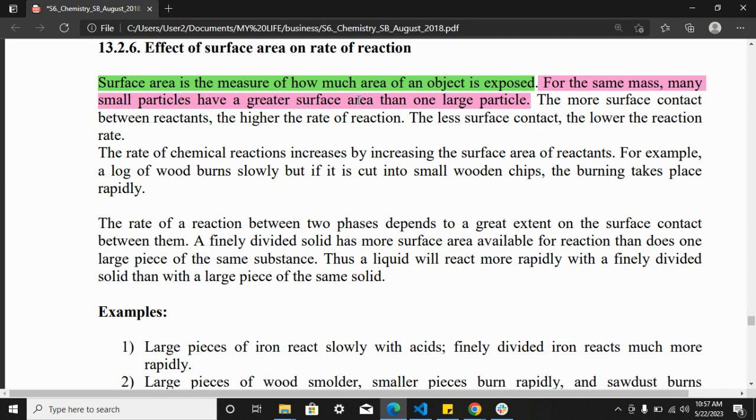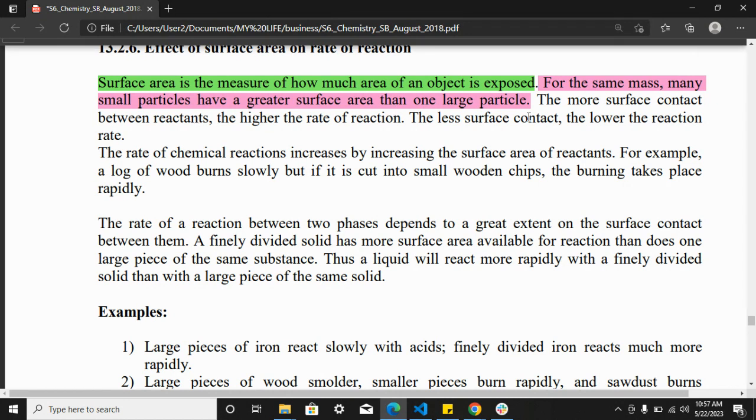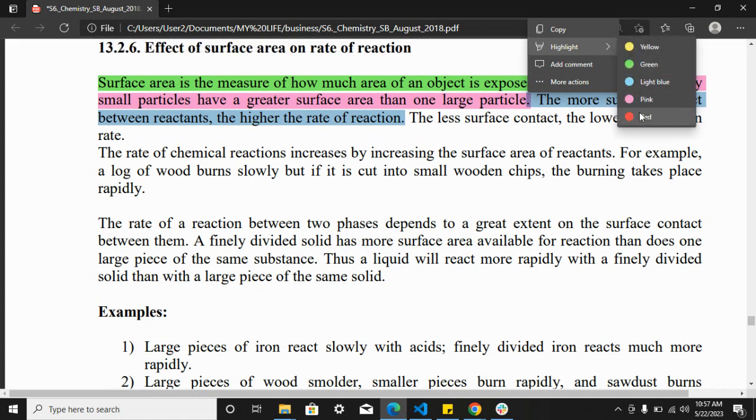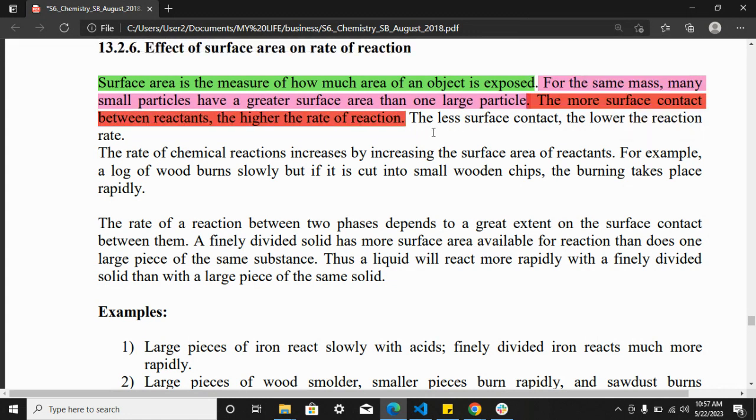So the surface area influences the rate of reaction. The more the surface contact between reactants, the higher the rate of reaction. As the surface of contact of the reactants gets higher, the rate of reaction also gets higher. And the less surface contact, of course, the lower the reaction rate. As the surface of contact goes down, the reaction rate also gets lower, right?